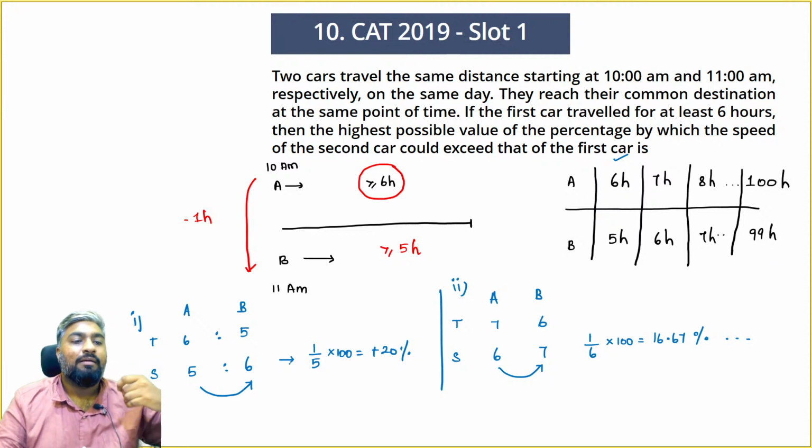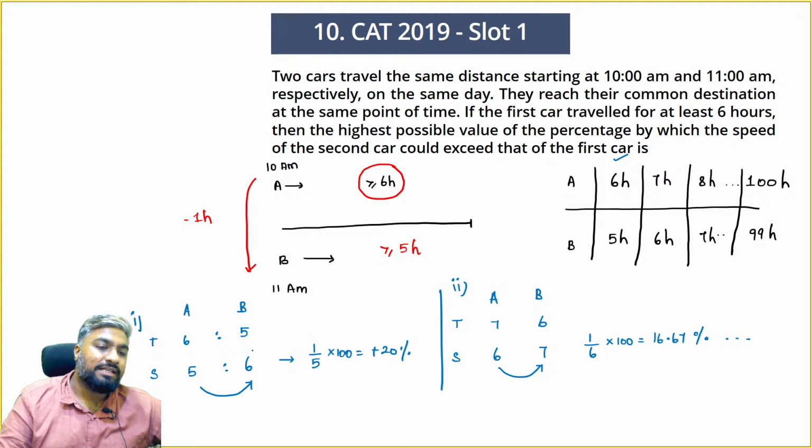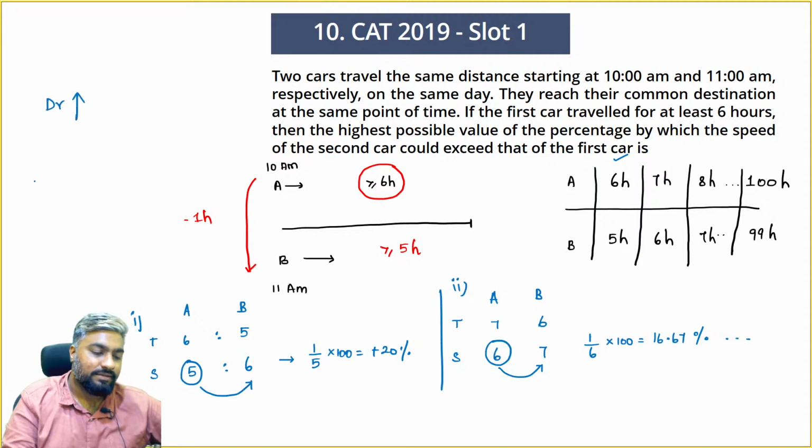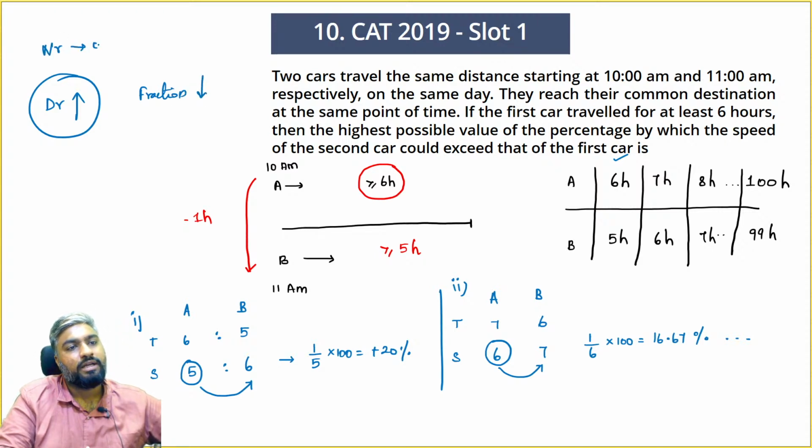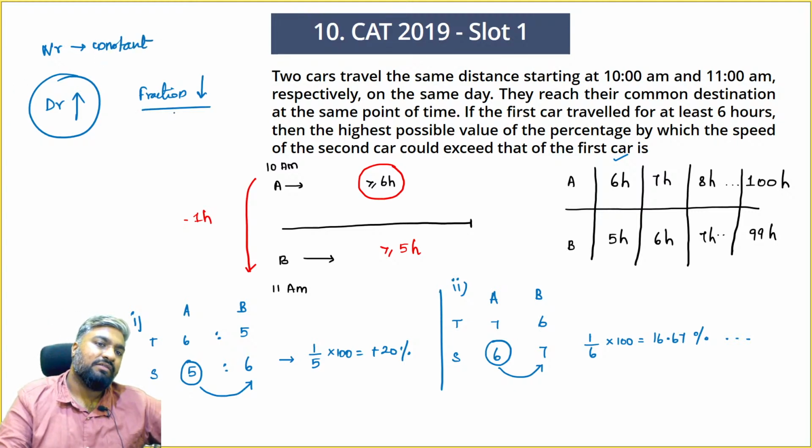Yes. Why? Because the more we increase the denominator, it was 5 here, then it became 6. We are increasing the denominator. What happens when the denominator increases, guys? The entire fraction will keep decreasing, yes, if the numerator is constant. 1 is the numerator. Yeah, the fraction will decrease.